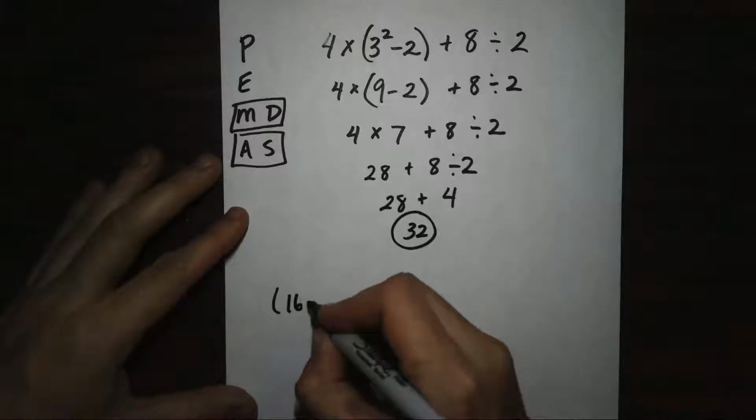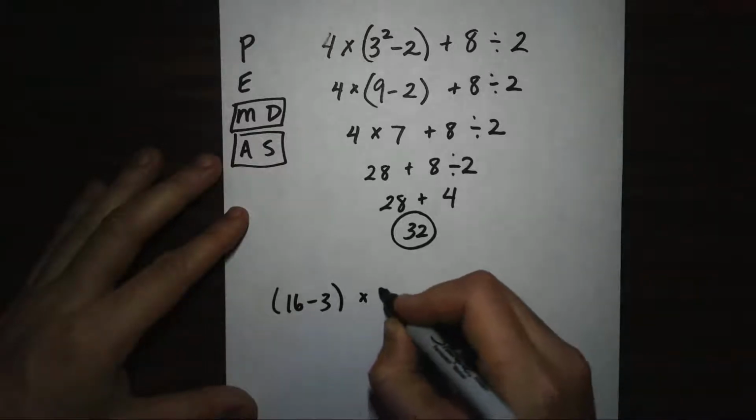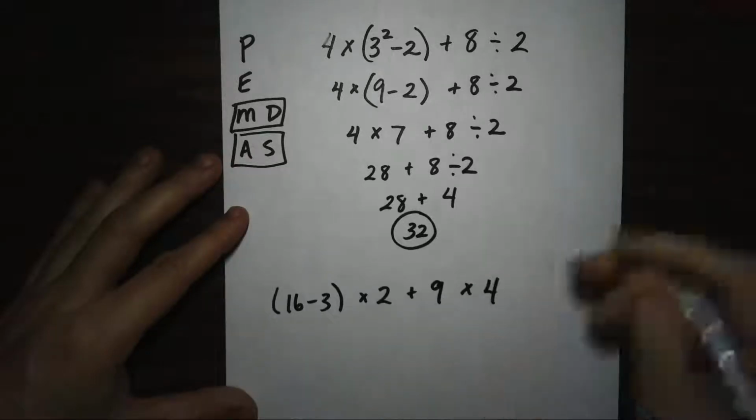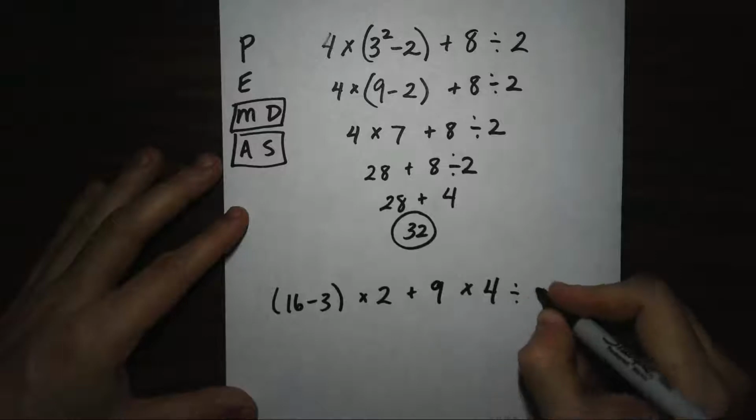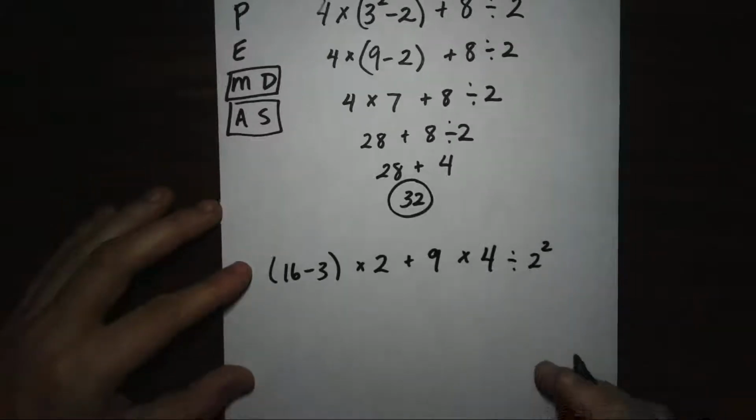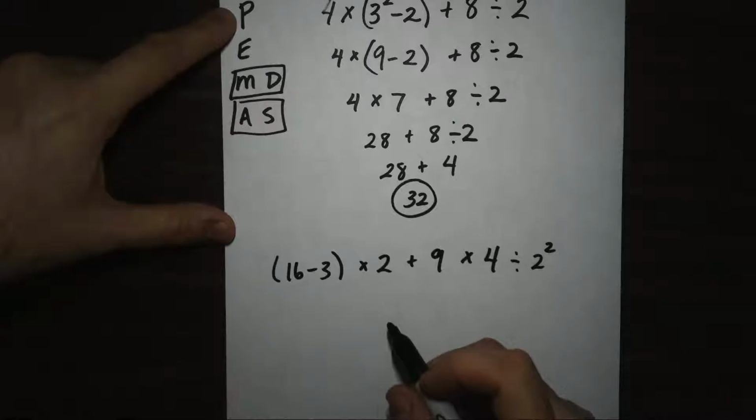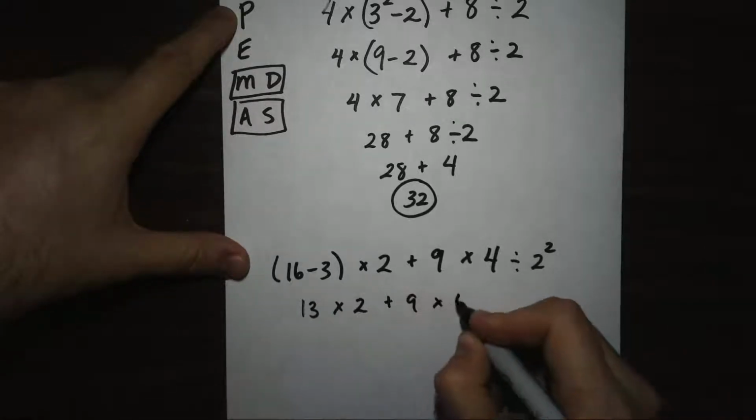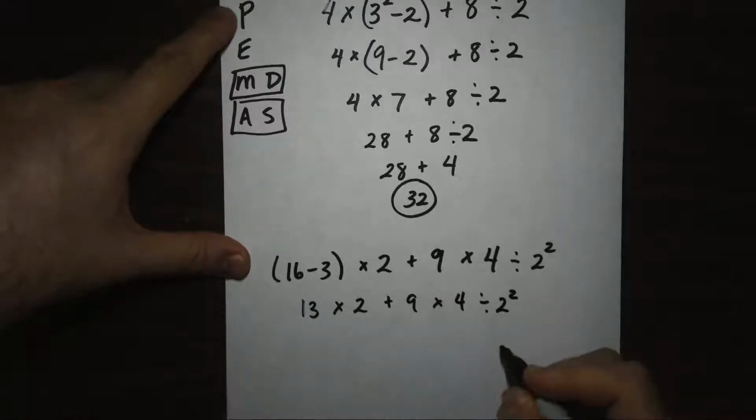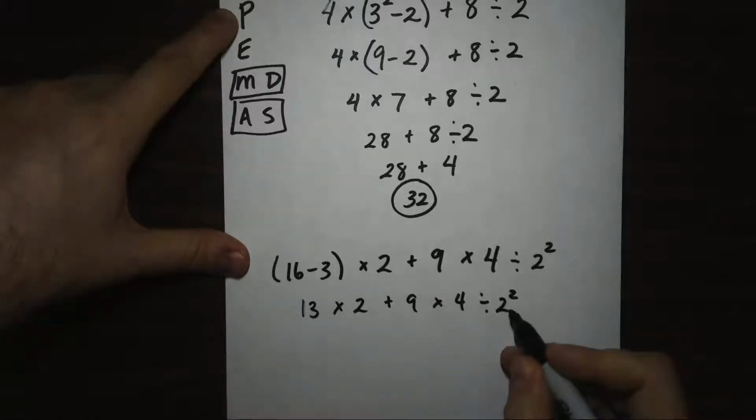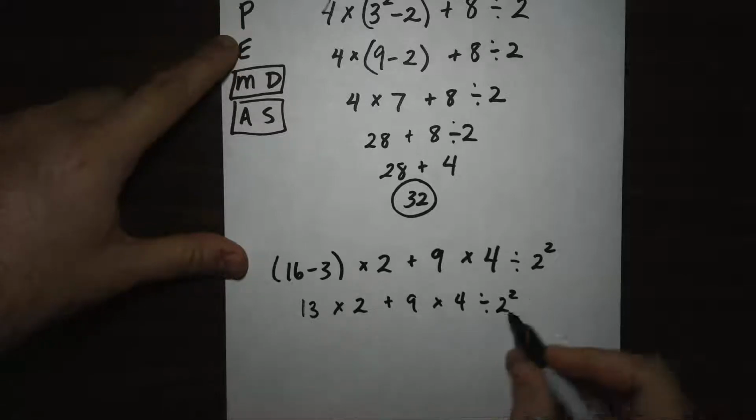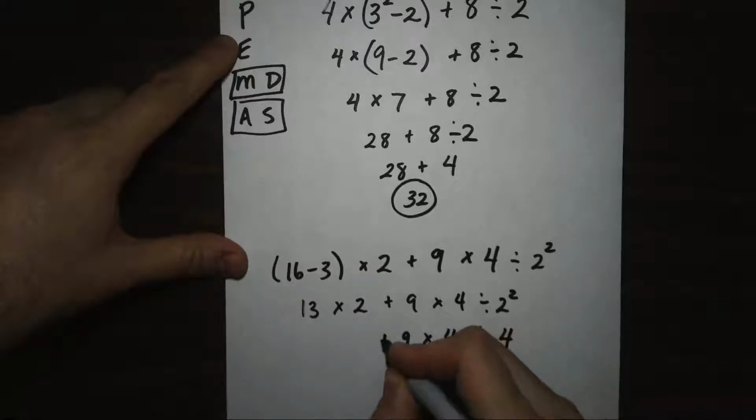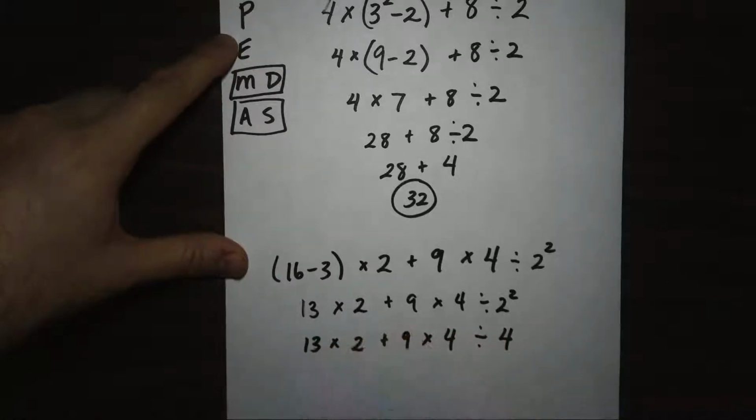Let's do times 2 plus 9 times 4. Let's divide that by 2 squared. Okay, so here's our next expression. We're looking for parentheses first, and I see that right here. I'm going to rewrite everything else. I'm going to look for any more parentheses. I don't see any, so I'm to exponents. Left to right, there's one. And I'm going to just rewrite everything else that I see, one step at a time.